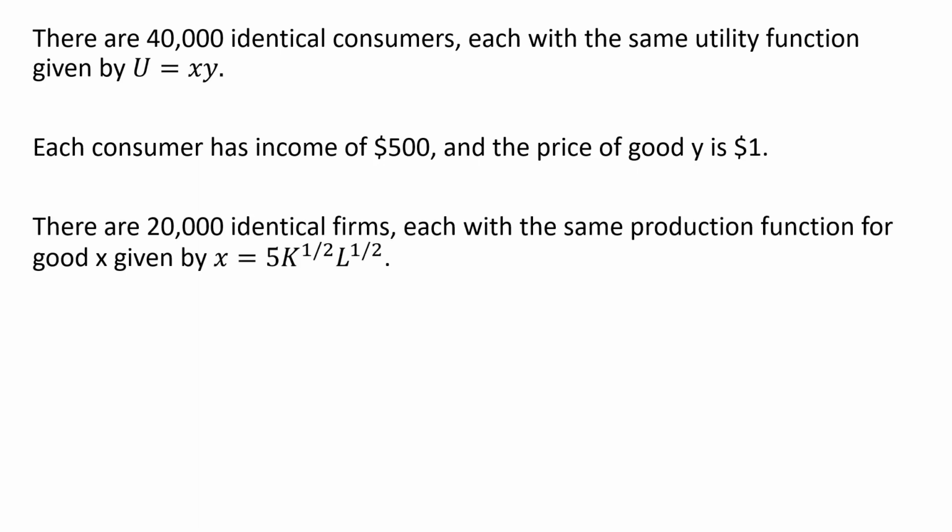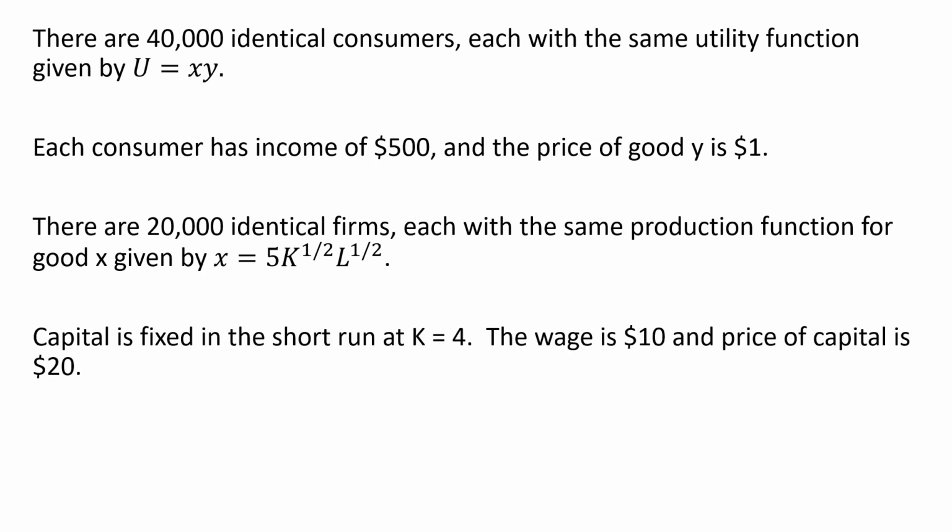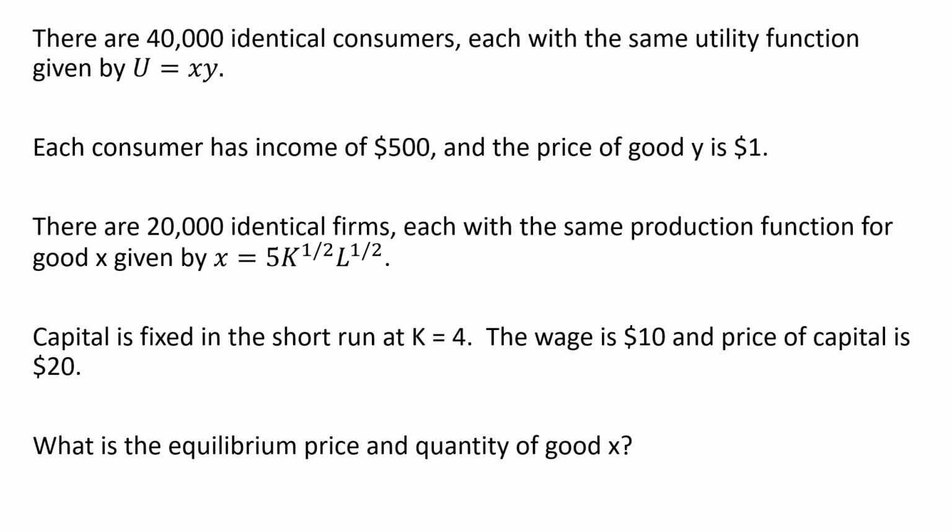There are also 20,000 identical firms, each with the same production function for good X given by the following, where K and L represent units of capital and units of labor. Capital is fixed in the short run at 4 units. The wage is $10 and the price of capital is $20. What is the equilibrium price and quantity of good X?